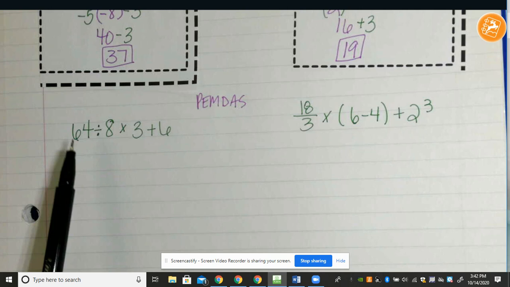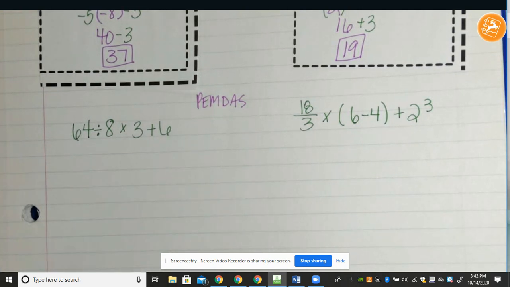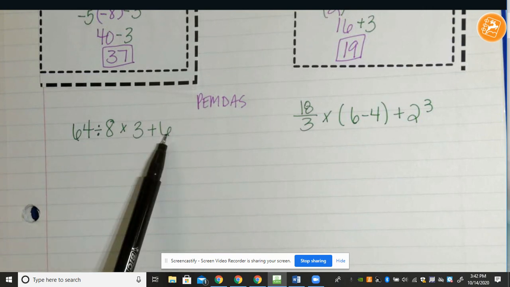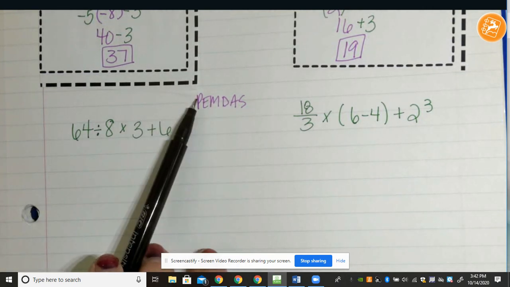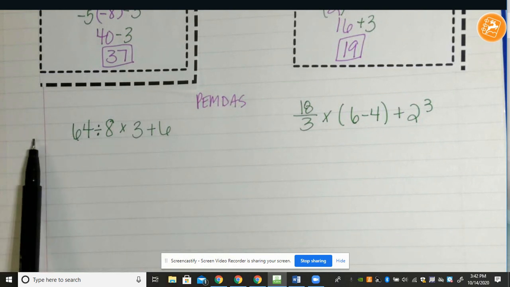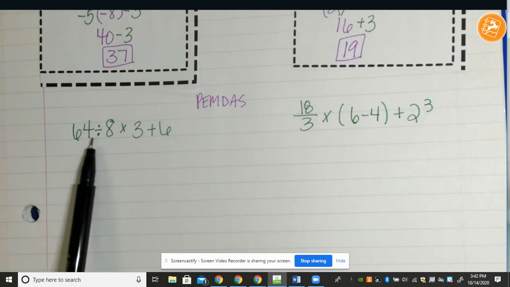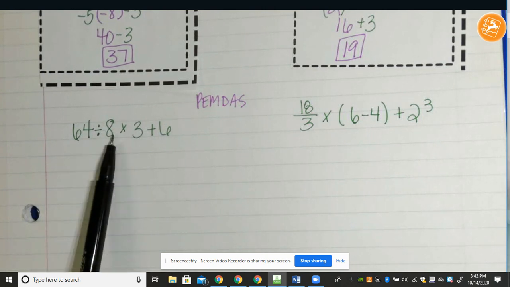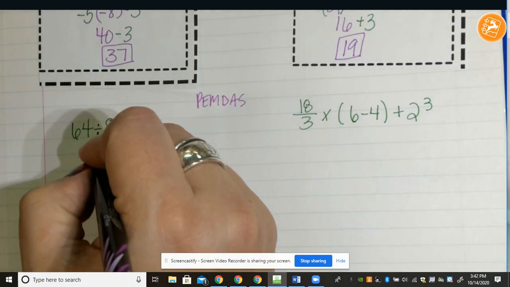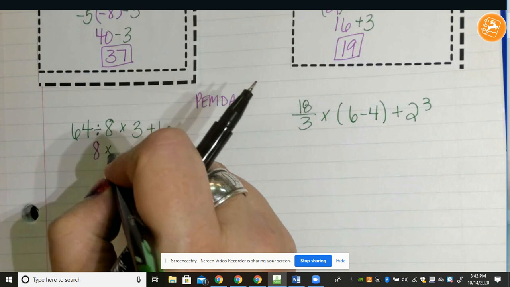All right, looking at this one over here to the left, I don't have any parentheses. I do not have any exponents. So this is where that multiplying and dividing from left to right comes in. So I'm starting to the left and I'm looking. Right here is a division. I need to do this first. So 64 divided by 8 gives me 8. So I'm solving this, bringing this down, and rewriting everything underneath there.